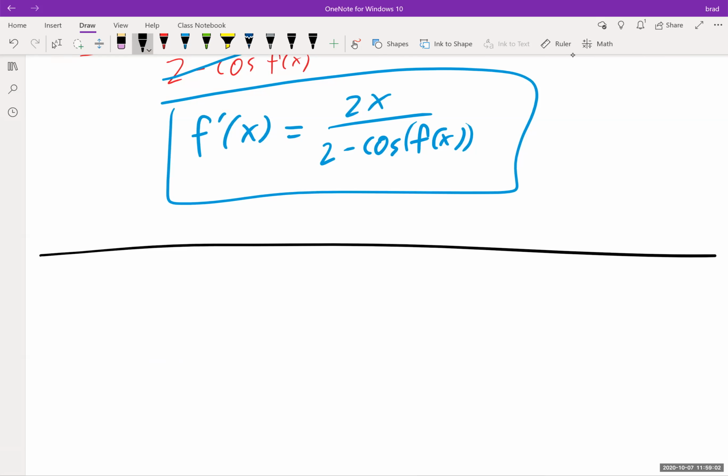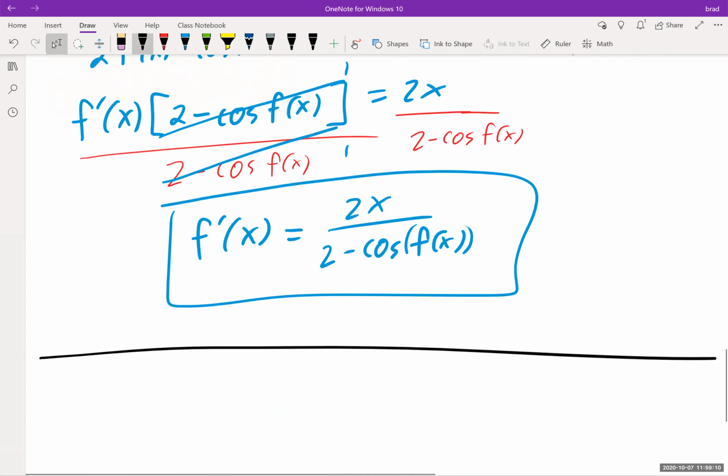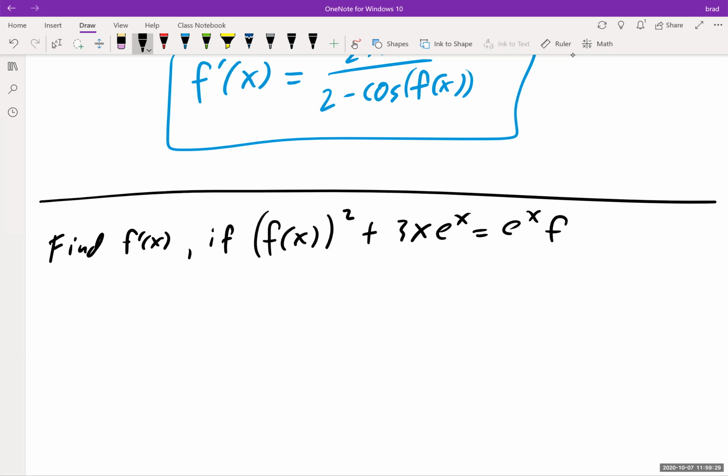All right. Let me see what else I got. So we could look at: find f prime of x if f of x squared plus 3x e to the x equals e to the x times f of x.